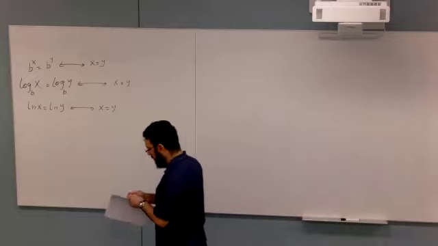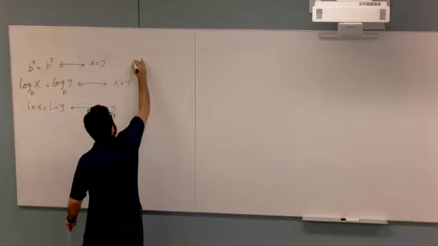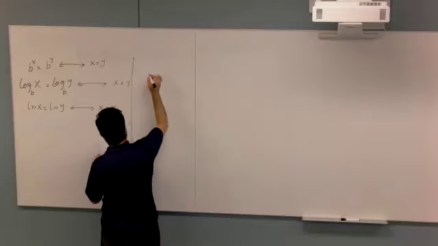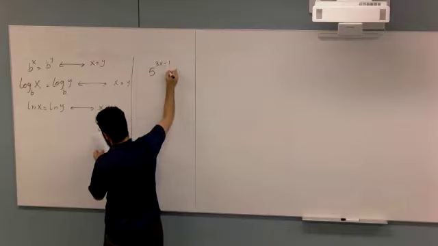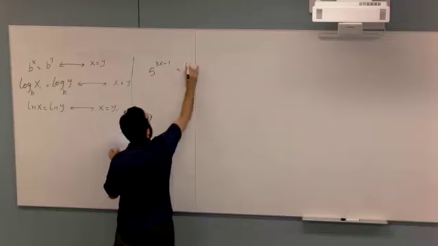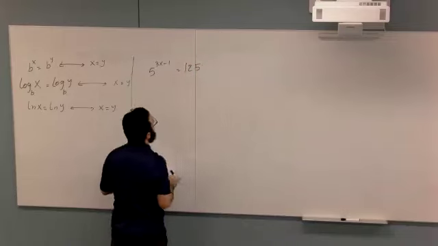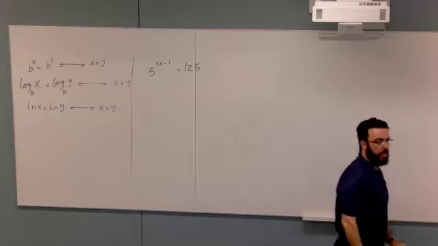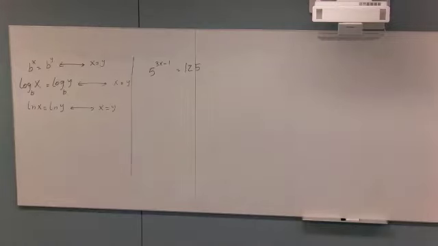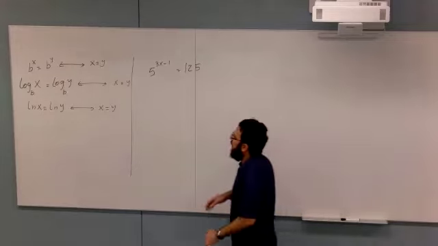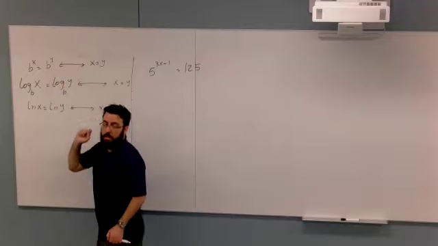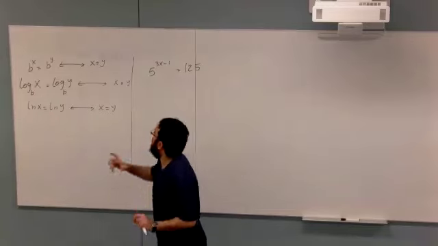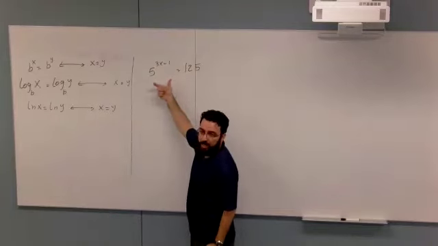5 to the exponent x minus 1 equal 125. Now I'm gonna ask you, can you see a log in this example? No, that means I can't use these two rules. I have to focus on the first rule. This one is called exponential equations.